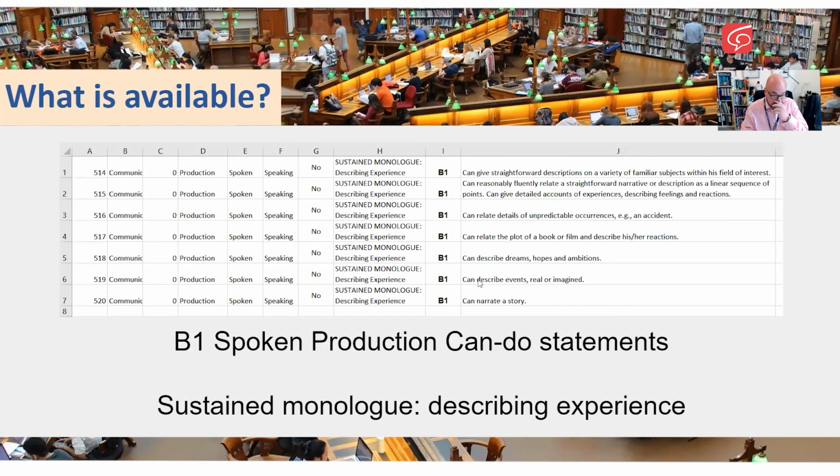So this is the spoken production can-do statements from the CEFR, looking at sustained monologue describing experiences. If you think about the sustained monologue that comes up in the IELTS in the long term, it comes up in the Cambridge PET exam in phase 2, but you get a much more manageable list of the functional, notional, communicative skills that the students are required in speaking.